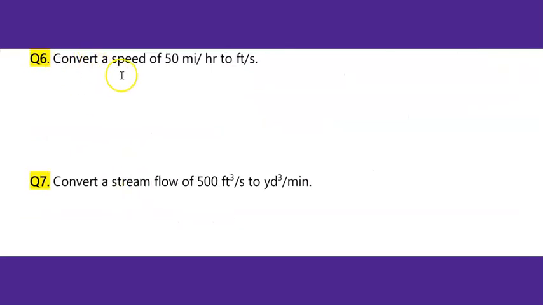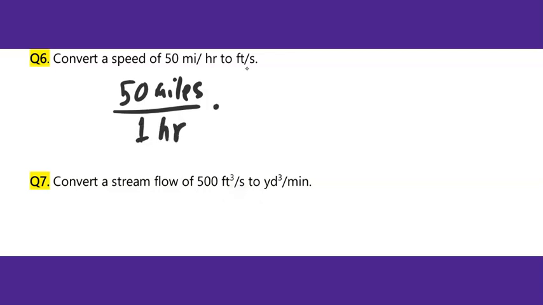Next question. Convert a speed of 50 miles per hour to feet per second. So I got to convert miles per hour to feet per second. Notice that miles need to convert to feet, and hour needs to convert to seconds. So I'm starting with 50 miles per hour as 50 miles divided by 1 hour. Now how many feet in how many miles, that's what you need to know, and that's going to be provided to you.